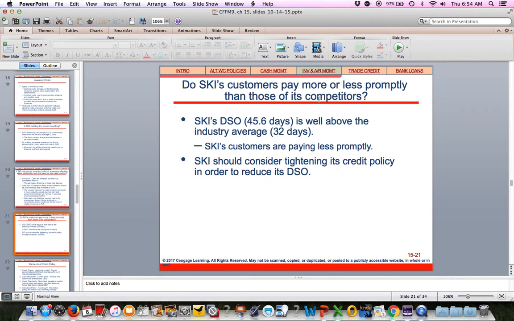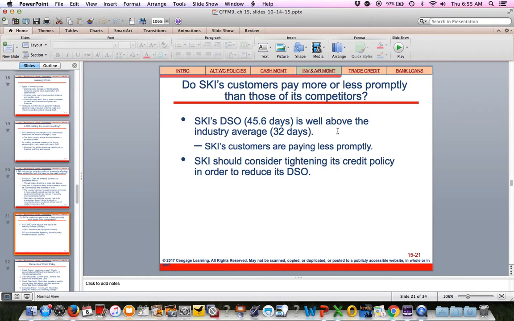Do Ski's customers pay more or less promptly than those of its competitors? And it's not a good number. The industry's customers pay within 32 days. For Ski, our customers pay within 45 days, 45.6 days to be exact. So not very good. It takes 45 days to get paid back as opposed to 32 days for the industry.